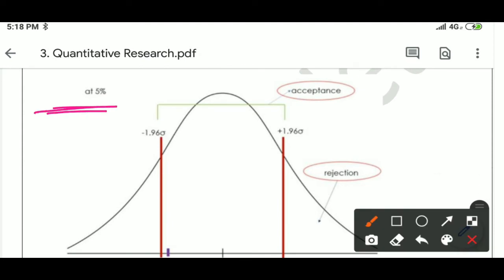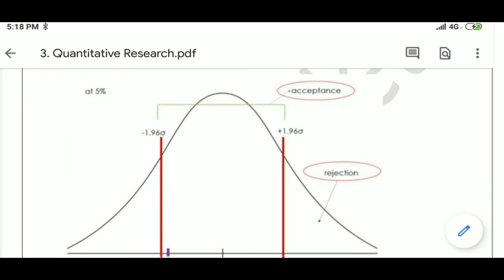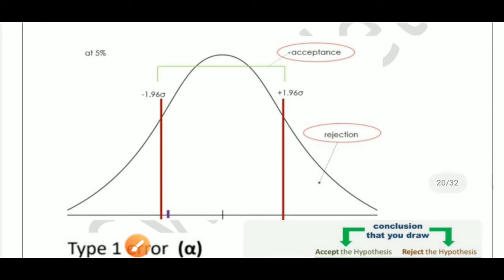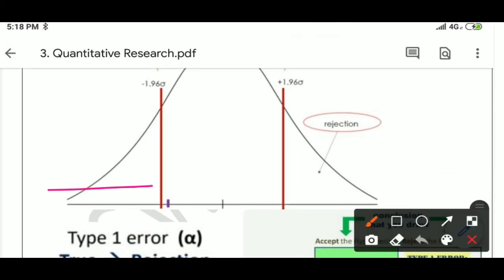So when the significance level is 5%, the confidence level will be 95%. This is the 95% region. Here your null hypothesis will be accepted if the value comes under this range, and the remaining part is the rejection region. If your value comes in this region, your null hypothesis will be rejected.